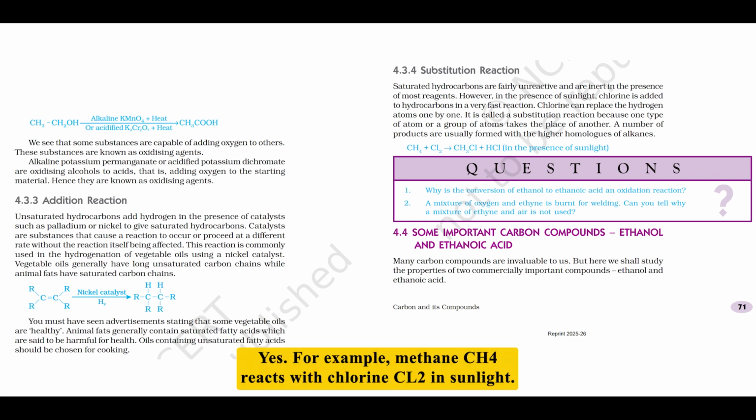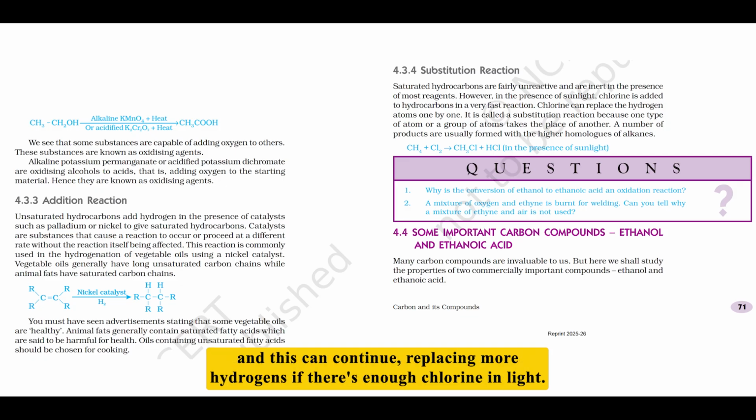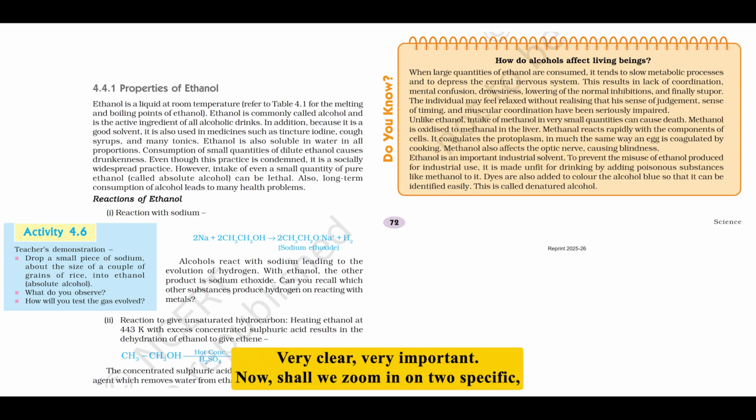Yes. For example, methane, CH4, reacts with chlorine, Cl2, in sunlight. CH4 plus Cl2 gives CH3Cl, chloromethane, plus HCl. A hydrogen is substituted by a chlorine, and this can continue, replacing more hydrogens if there's enough chlorine and light. Okay. Substitution for saturated needs sunlight. Addition for unsaturated needs a catalyst. Clear distinction. Very clear, very important.